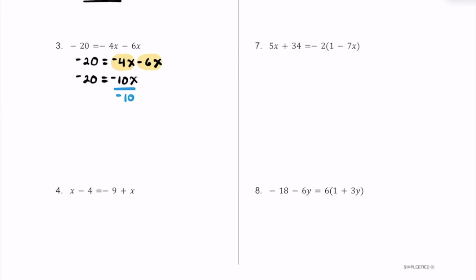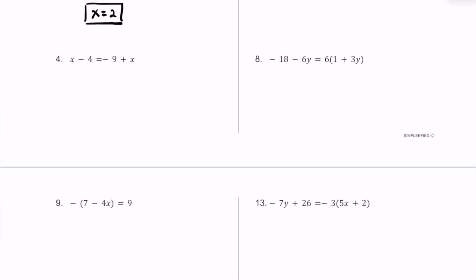All right. Now if we're going to go ahead and get x completely alone, we want its coefficient to be positive 1. So let's go ahead and divide both sides by negative 10. If we do that, then negative 20 divided by negative 10 is positive 2. And on the right side, negative 10x divided by negative 10 is going to be positive 1x, or just x. So I'm going to turn this around and say x will equal 2 here.